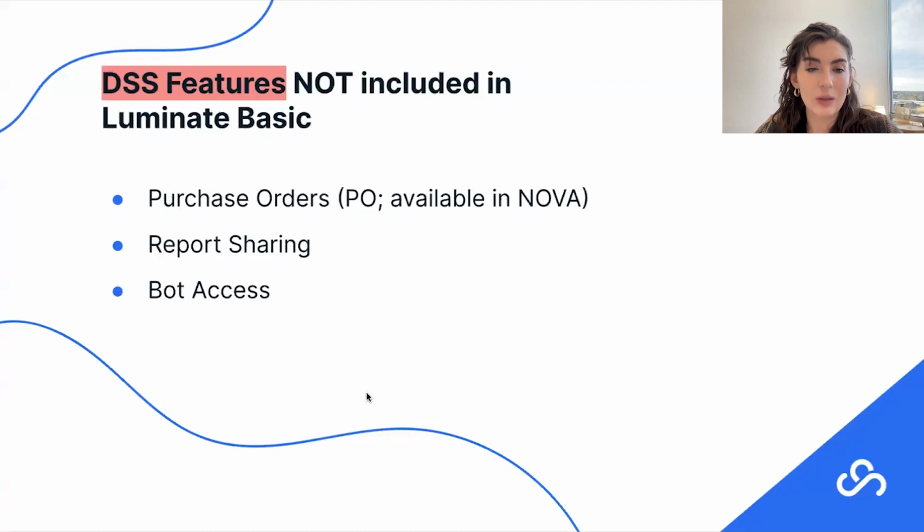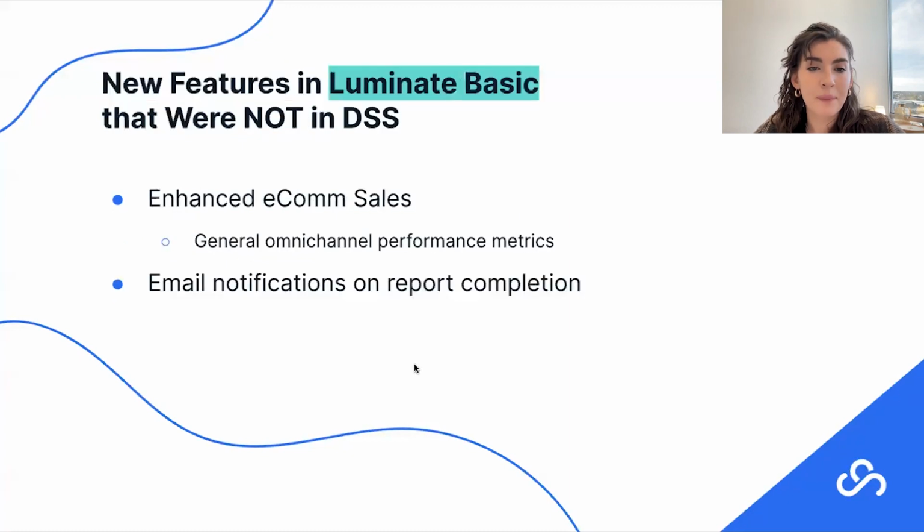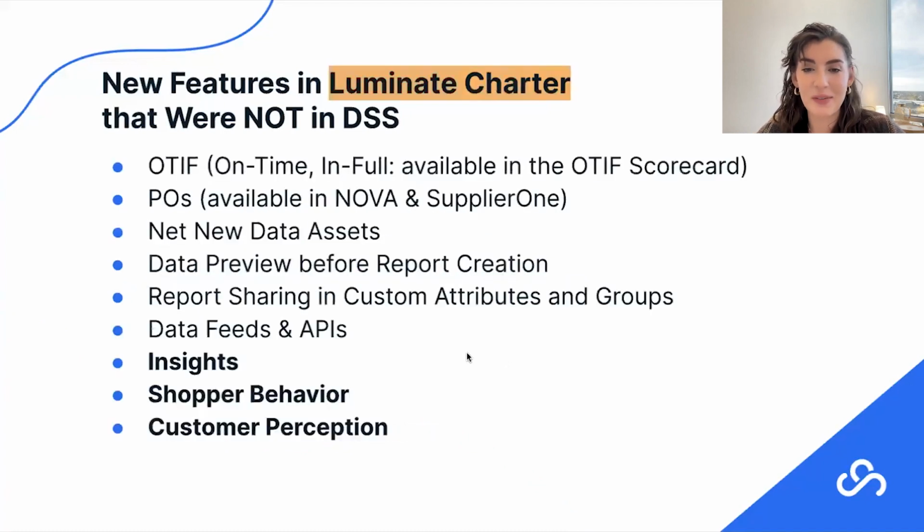Some of these slides are easier to just digest what you're going to be losing or gaining versus DSS moving to Luminate. And the new features in Luminate Basic that were not in DSS, like I mentioned before, you've got enhanced e-com sales, and then just general omni-channel performance metrics, and then email notifications on report completion. You can schedule those out, and it's a little bit more fluid in the way that you can have those built at specific times. So that is nice. You don't have to sit down on a Sunday night and run those.